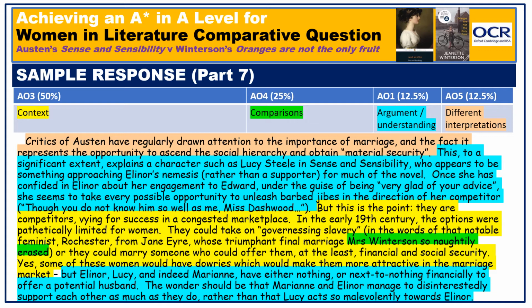Yes, some of these women would have dowries, which would make them more attractive in the marriage market, but Eleanor, Lucy, and indeed Marianne have either nothing or next to nothing financially to offer a potential husband. The wonder should be that Marianne and Eleanor manage to disinterestedly support each other as much as they do, rather than that Lucy acts so malevolently towards Eleanor.